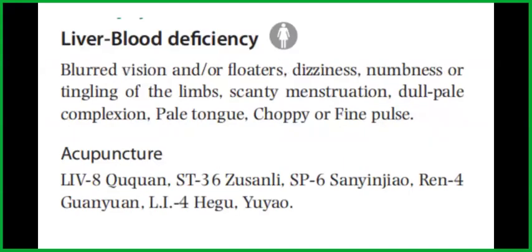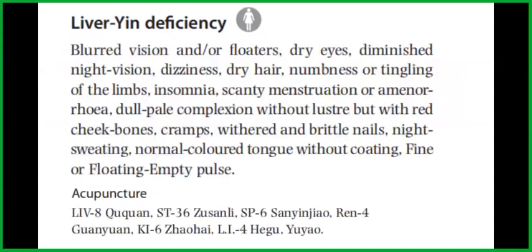For liver blood deficiency, where there's blurred vision and floaters, there will also be dizziness, numbness or tingling of the limbs, scanty menstruation, dull pale complexion, and pale tongue, choppy or fine pulse. The acupuncture points for this are liver 8, stomach 36, spleen 6, Ren 4, and Li 4.